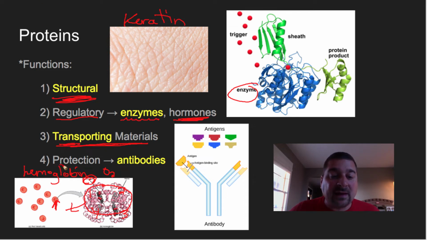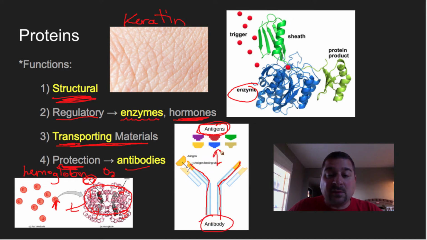And fourth and finally, we use proteins for protection. We have these little Y-shaped antibodies in our white blood cells as part of our immune system. Antibodies will find and attach to antigens, which are on the surface of all other cells. So when bacteria or something like that gets in us, our antibodies will recognize them, attach to them, destroy those cells, and help defend our body against disease.